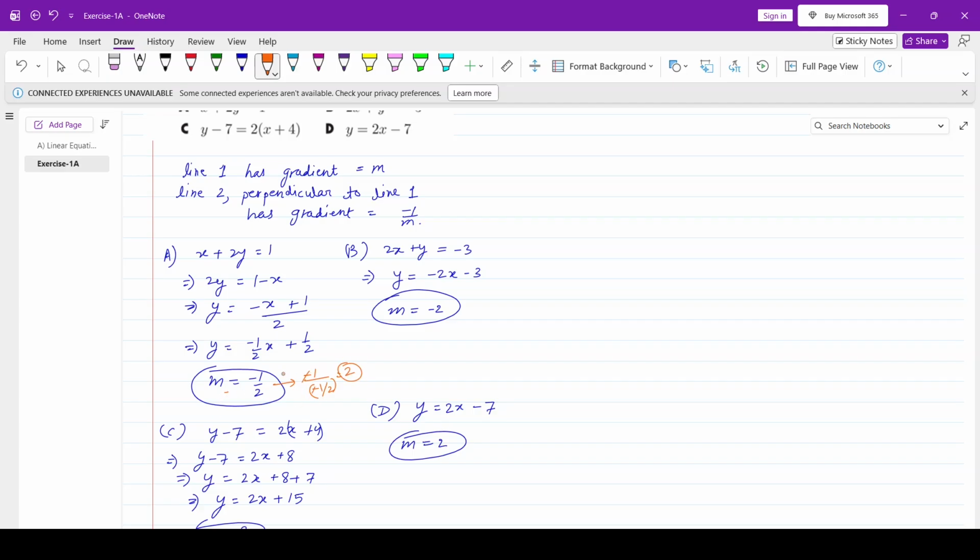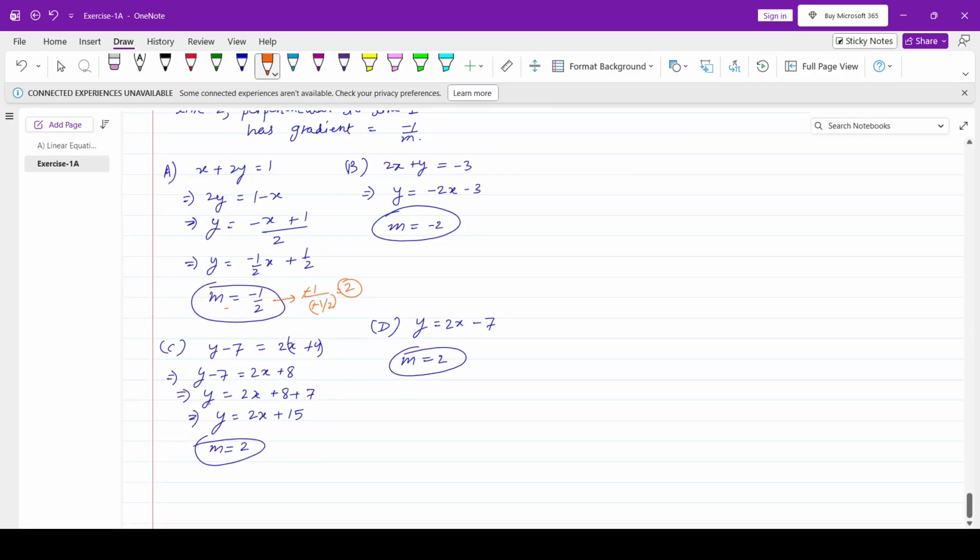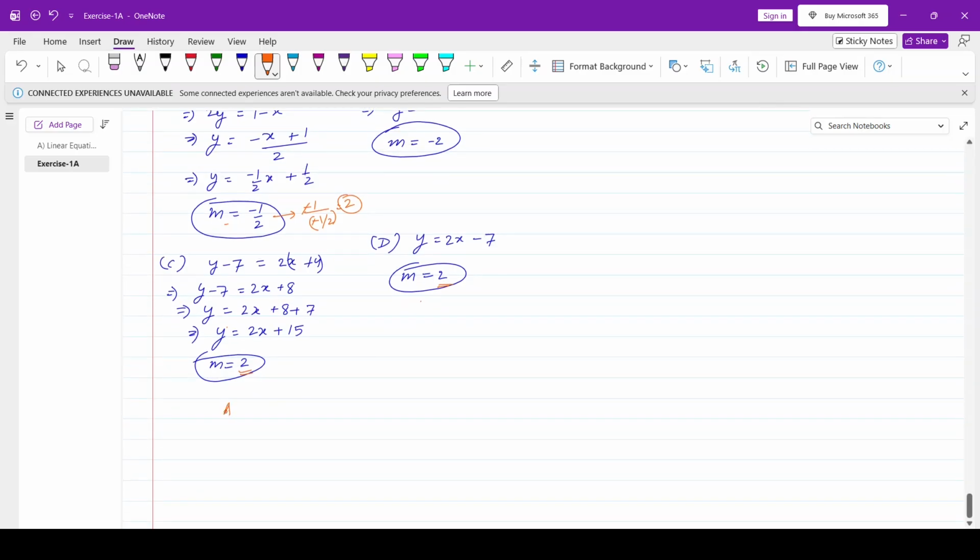So for line A, lines C and D are parallel. We can also see that lines C and D have equal gradients, so they are parallel. They both are perpendicular to line A. So we can say A is perpendicular to C and D. This sign says perpendicular. A is perpendicular to C and D.